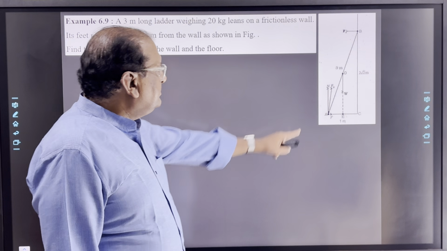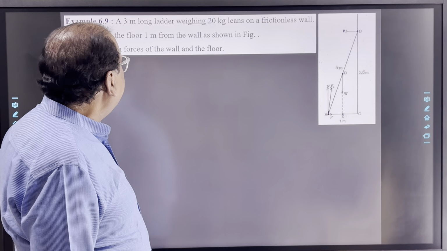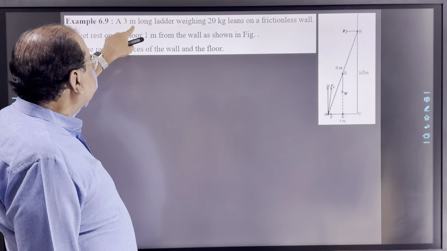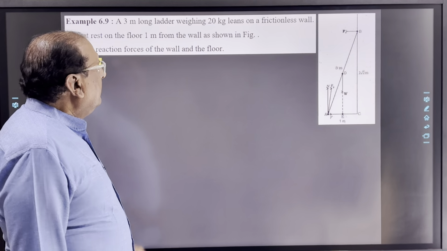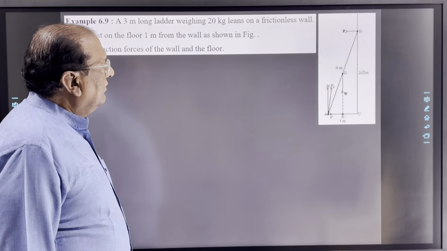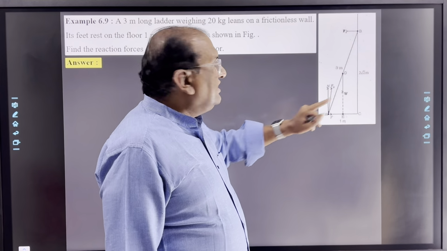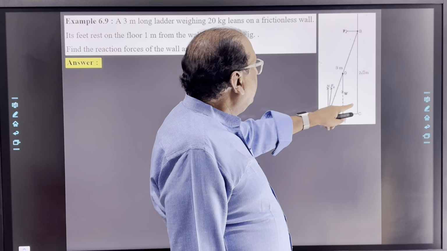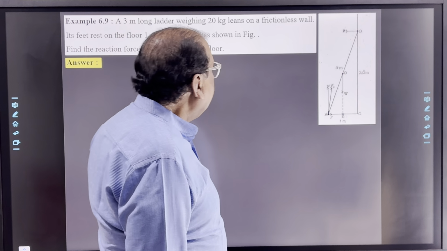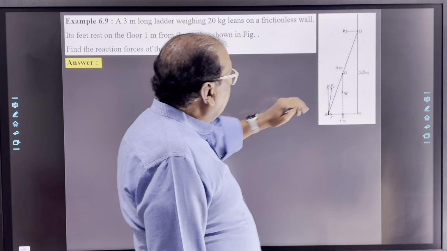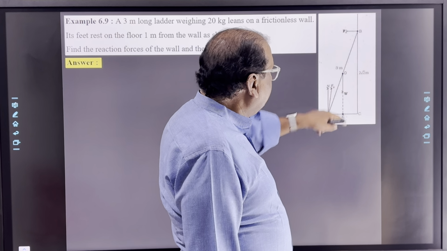Now see, the situation is given to you in the figure. Here the length of the ladder is 3 meter, and it is placed 1 meter away from the wall at the floor. So this is 3 meter, this is 1 meter. As per Pythagoras theorem, you can calculate BC, that will be 2 root 2 meter. And the weight of the ladder acts from its center D, and that is W as shown in the figure.